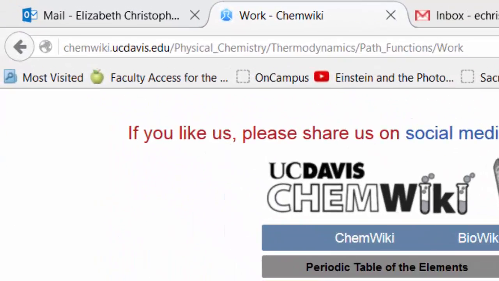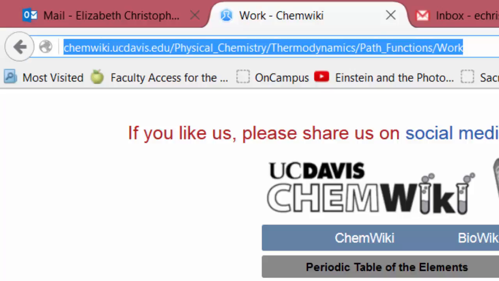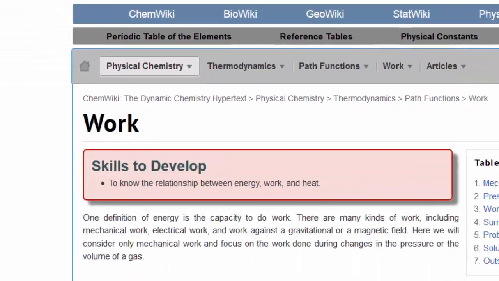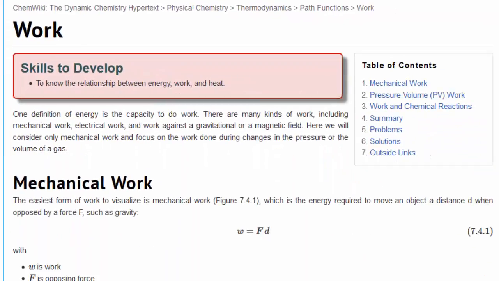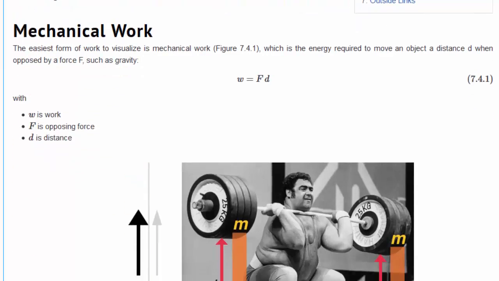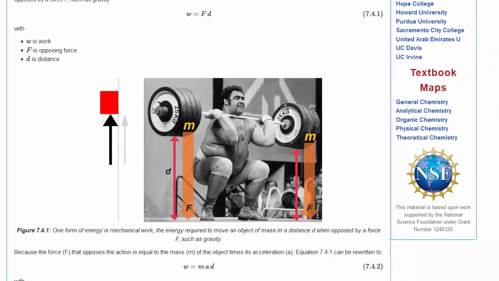This video is about thermochemical work. Now, there's lots of different kinds of work. There's mechanical work, there's electrical work, there's work against gravity. What we really want to talk about is something called pressure volume work. But let's talk about mechanical work for a minute first.